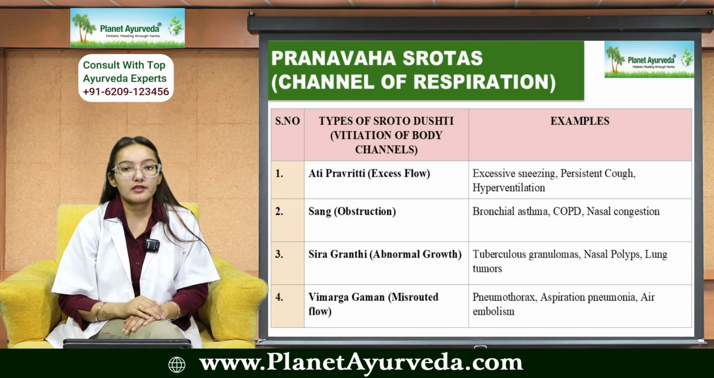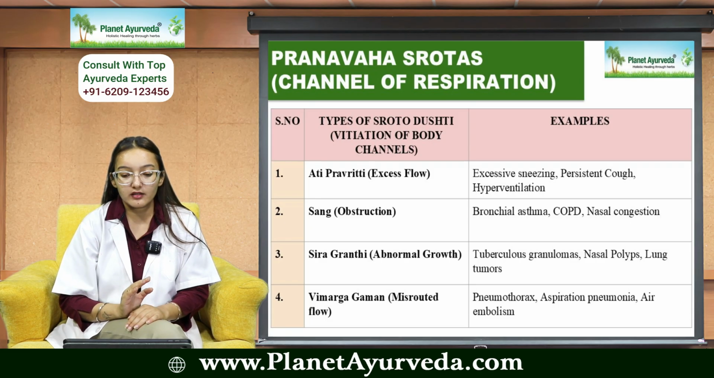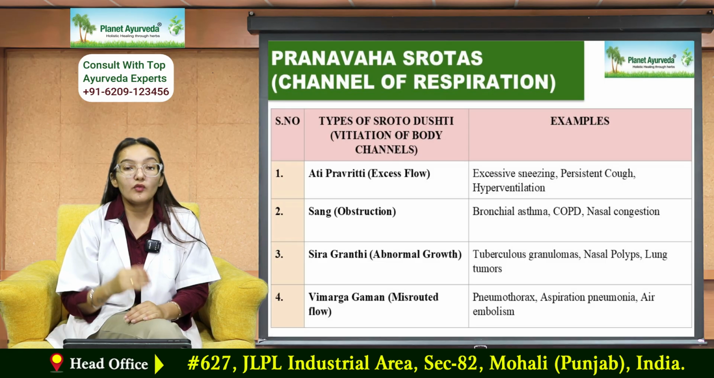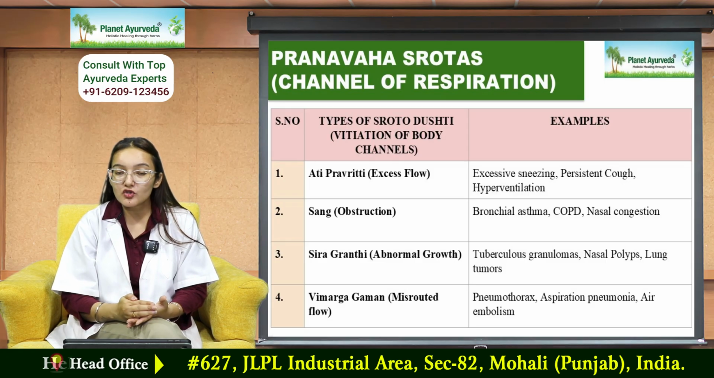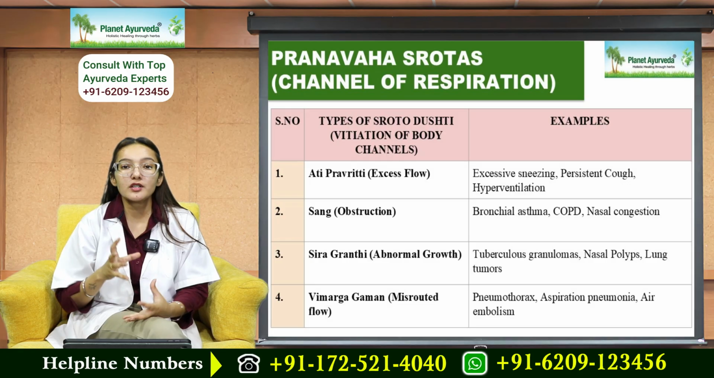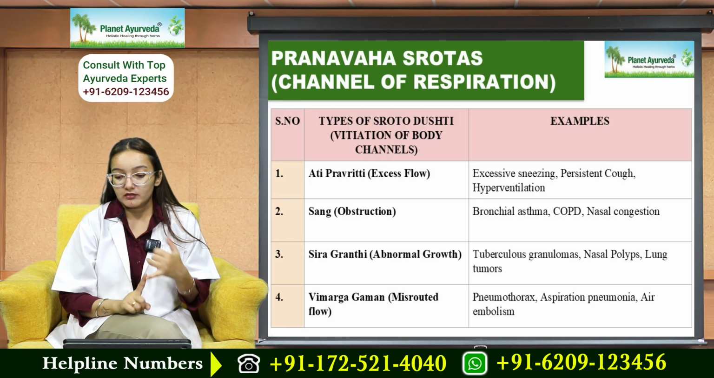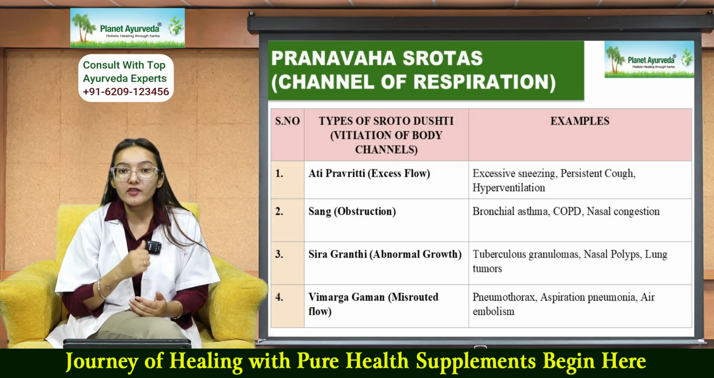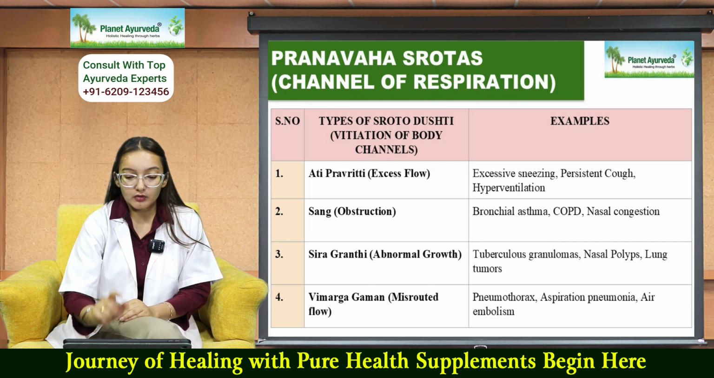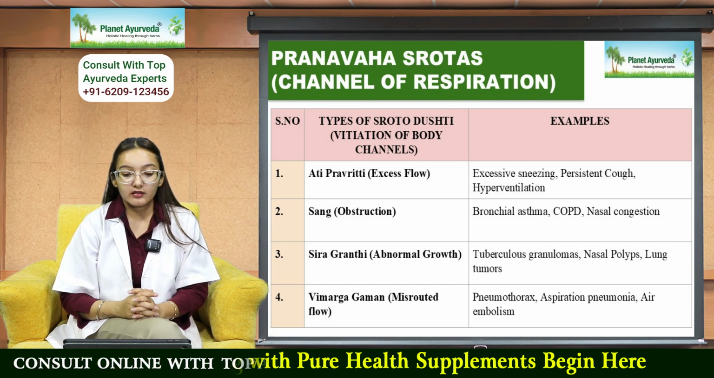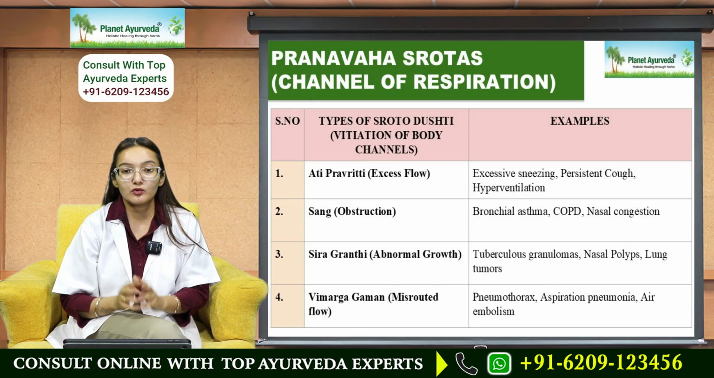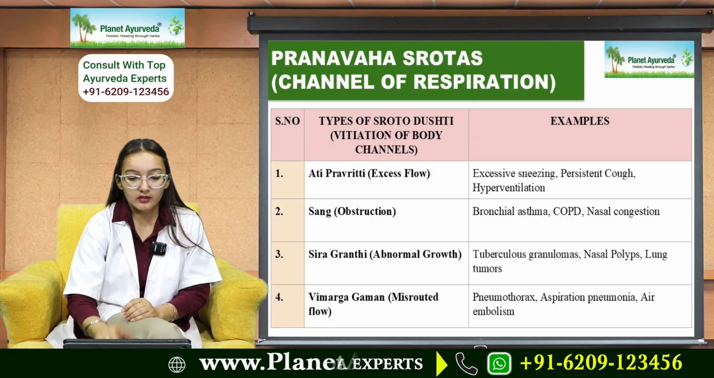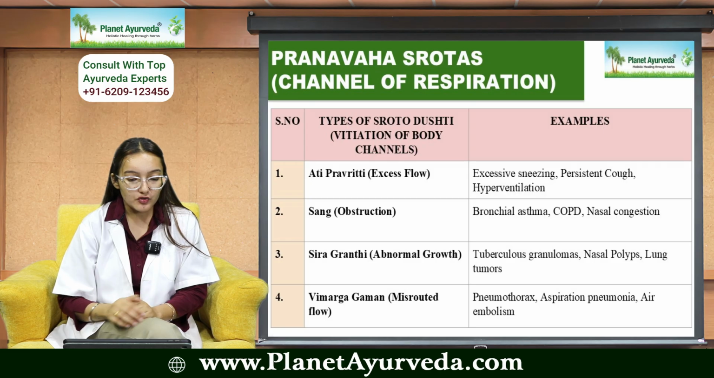Then is air embolism. What is air embolism? It is a very dangerous condition. If air enters into the blood vessels, what is going to happen? It will create a blockage, and even pressure on particular organs; even venous embolism can form during IV injections. So they create blockages, and they further lead to damage to those particular channels in which they go. So these are the examples of Vimargamana of the channels of respiration.